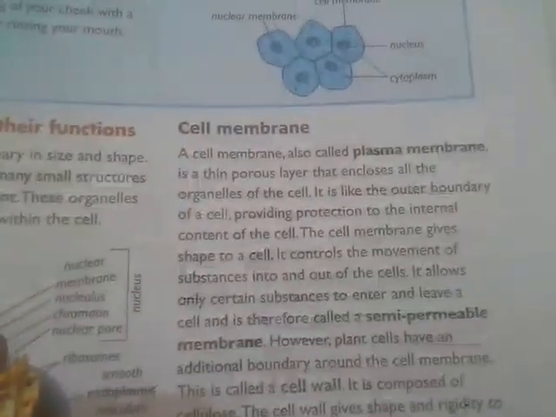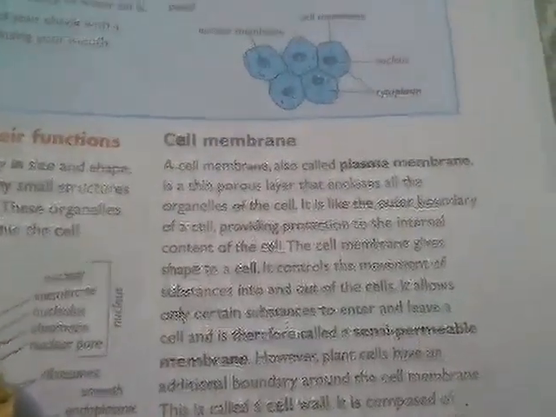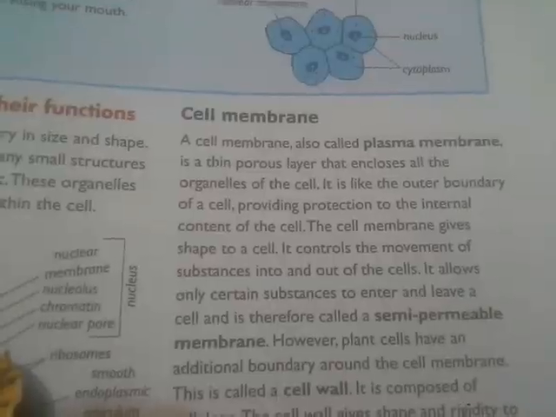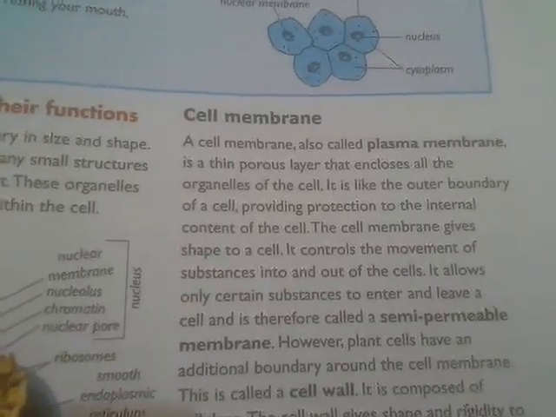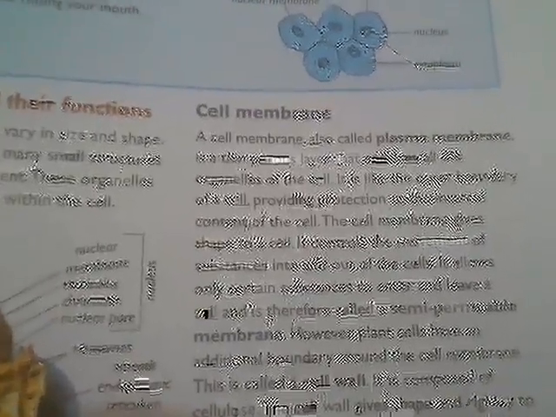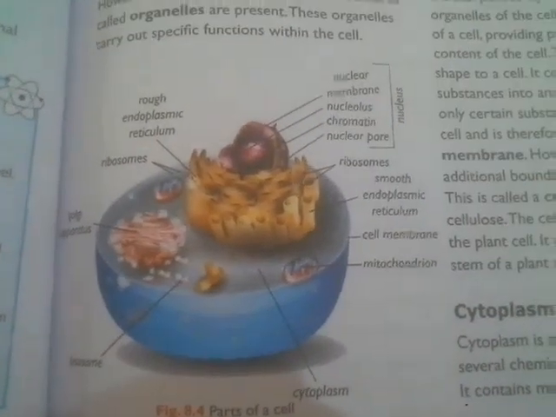So first one is the cell membrane. The cell membrane is the outermost boundary of the cell. What is its function? It keeps all the organelles intact. It gives a particular shape to the cell. If the cell membrane is not there, then we won't be able to see a particular shape of the cell. That is due to the cell membrane.